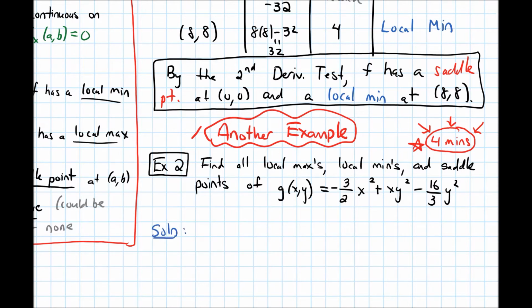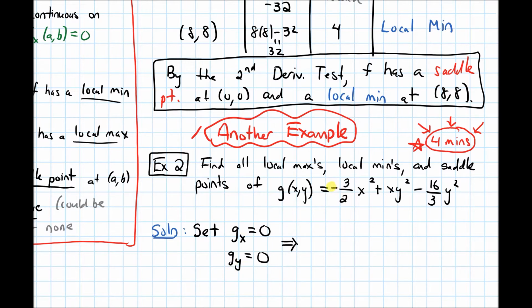So what I need to do first is take my partial derivatives and set them equal to 0. So I'll take the partial with respect to x, set it equal to 0, and the partial with respect to y, and set that equal to 0. So let's take those partials. So the partial with respect to x, at this point I'm going to start to speed up my process a little bit of taking these partials, because we've done a number of examples now.